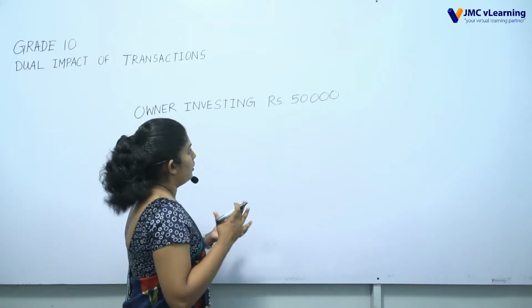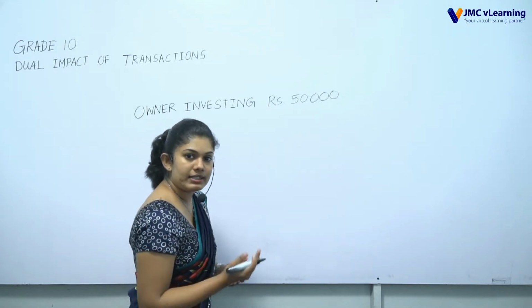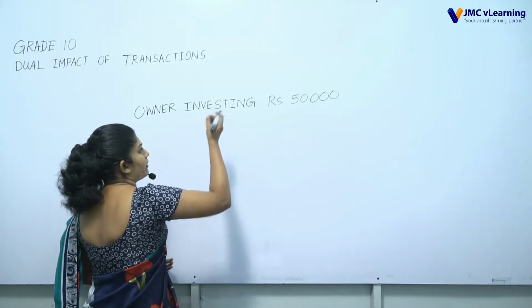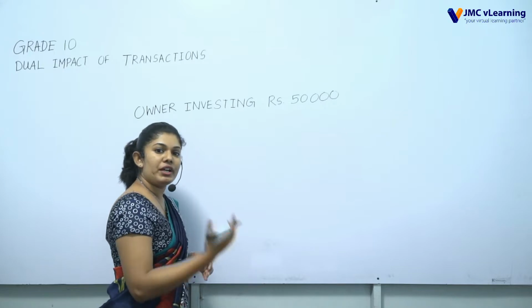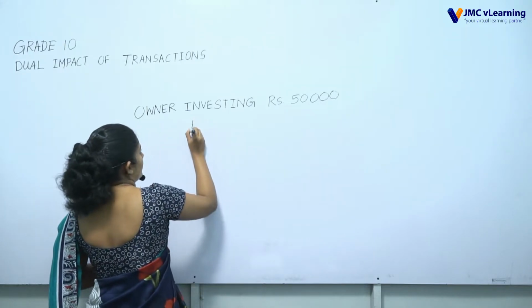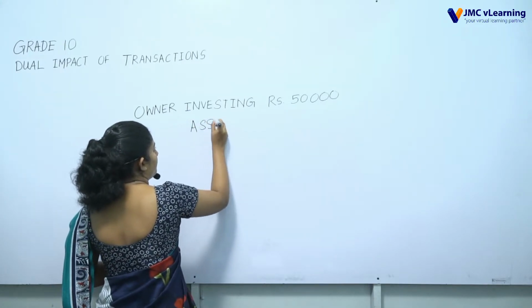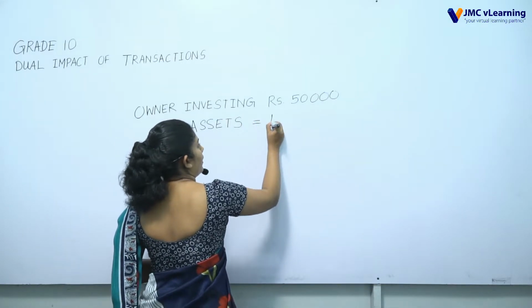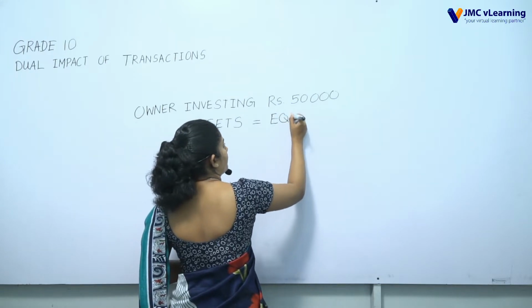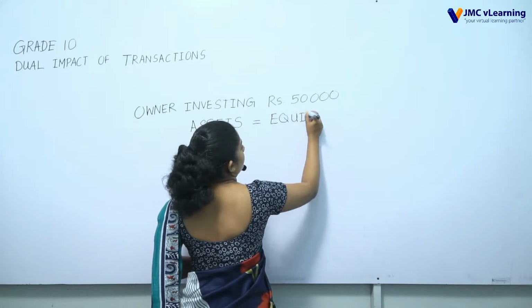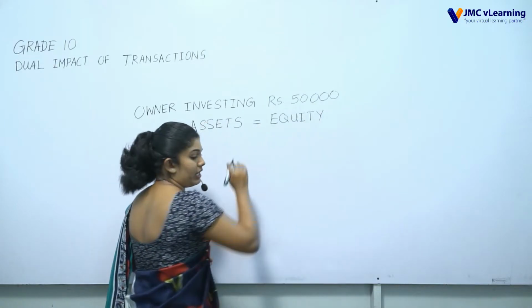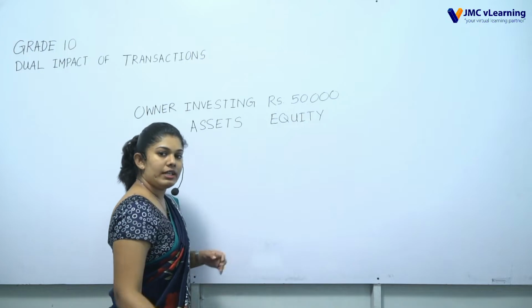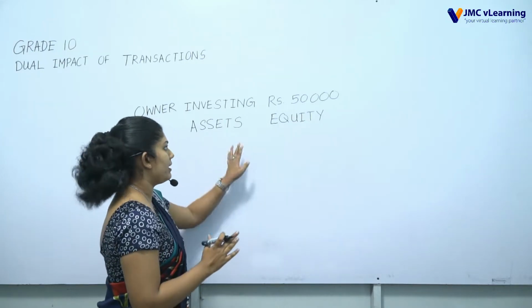Now I told you there can be impacts to the accounting elements. The two elements affected by this transaction we already know. What are those? Assets and equity. Here we are discussing how these transactions affect these elements.